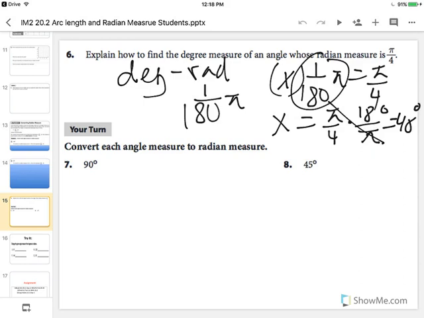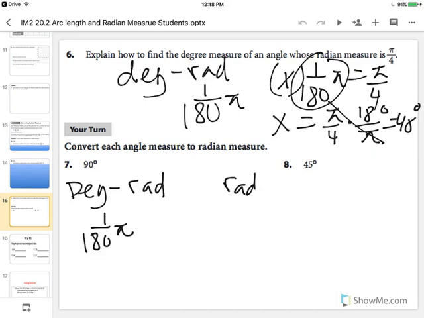Right? Okay, so before we do all this, let me give you the formula for conversion. Right? So if you want to go from degree to radian, you times by 1 over 180 times pi. And if you want to go backward from radian back to degree, you do the reciprocal, which would be 180 over pi.